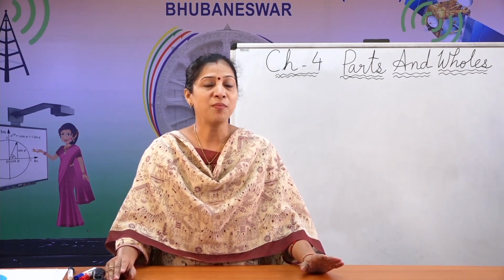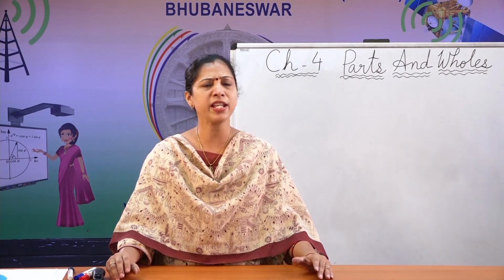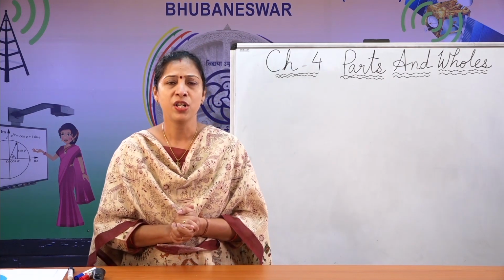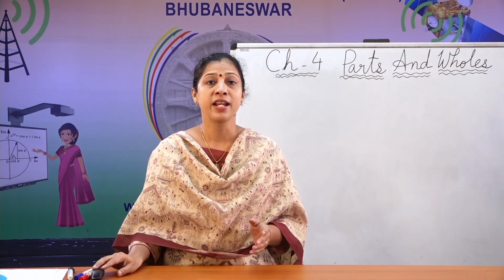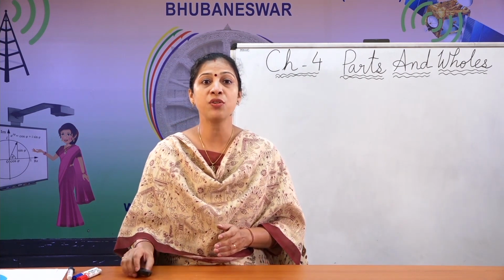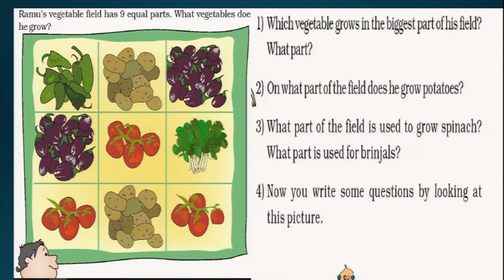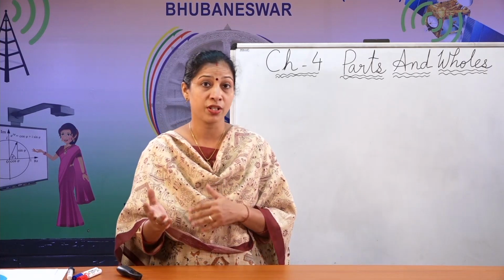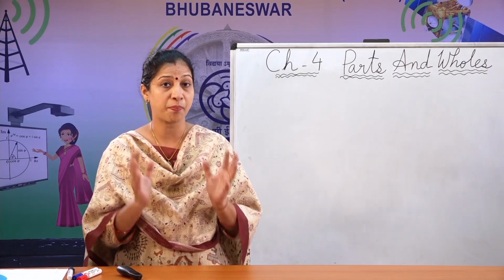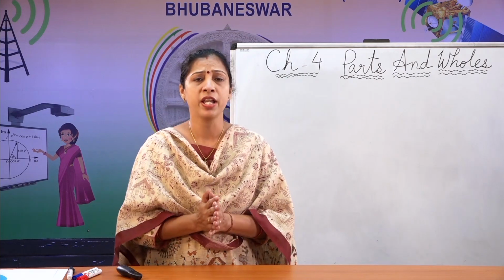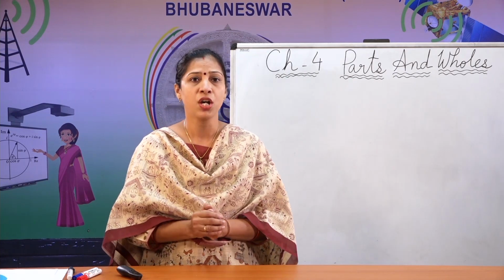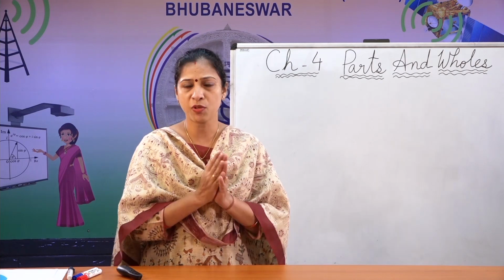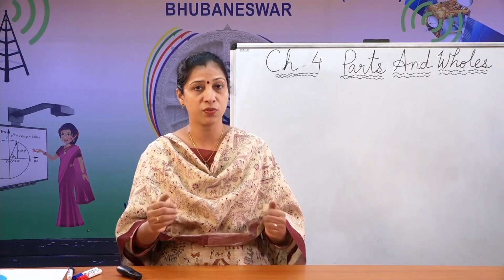So children, Ramu is a vegetable farmer. So he is growing a lot of vegetables in his field. So what he has done, he has divided his field into 9 equal parts and he is growing different types of vegetables there. So today we are going to find out how much is the quantity of the vegetable, which vegetable is grown in the maximum quantity, which vegetables are grown in the minimum quantity and which vegetables are grown in equal quantities.